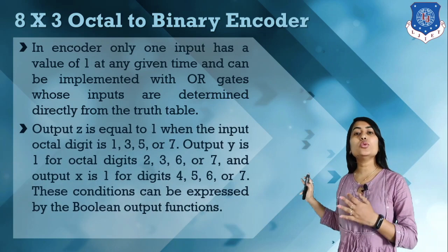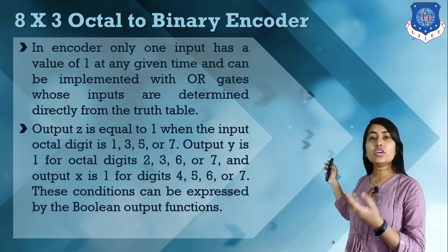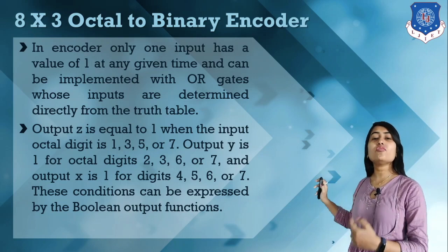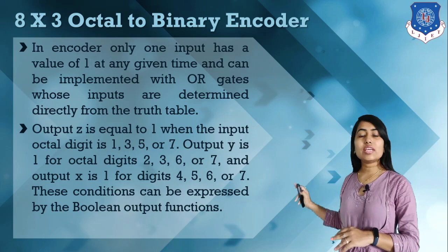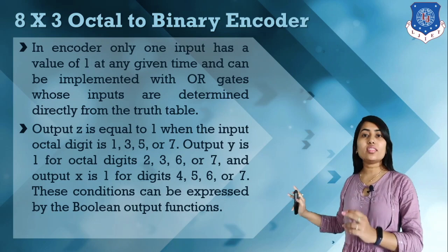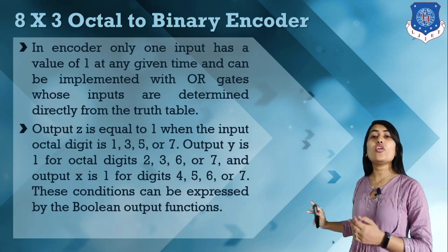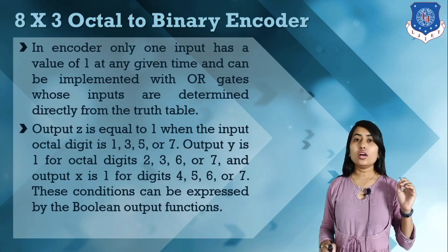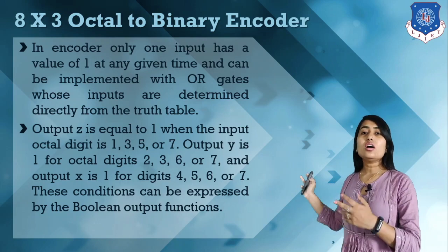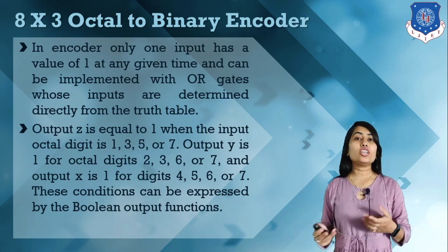Consider output Z. This output Z is active high whenever D1, D3, D5 and D7 are 1. So whenever 1, 3, 5, 7 are equal to 1, we have output Z. Then for Y, when 2, 3, 6, 7 are equal to 1, we have output Y. And output X is for 4, 5, 6, 7. So whenever D4, D5, D6, D7 is equal to 1, we have X. By making logical expressions for these conditions, we can design our 8x3 encoder.